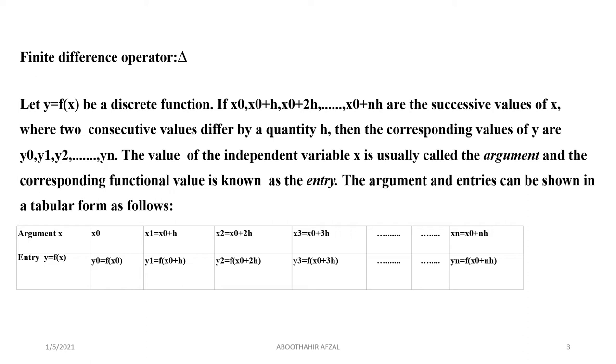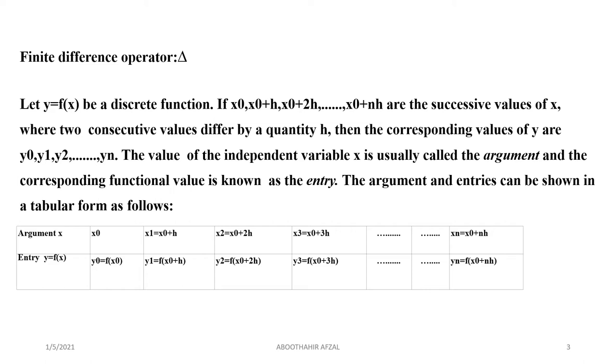Our function remains the same. Adding h to x0 in our function gives us y1. The next argument is x2, which is x0 plus 2h. So x0 is the starting x value. If we add 2h, that is the step size h times 2, you will get x2, because all the points are separated by equal distance. So x3 is nothing but x0 plus 3h. The entry will be y3 is equal to f of x0 plus 3h. Similarly, the last point xn is equal to x0 plus nh, and the corresponding entry is yn is equal to f of x0 plus nh. So this is the basic table of a discrete function.